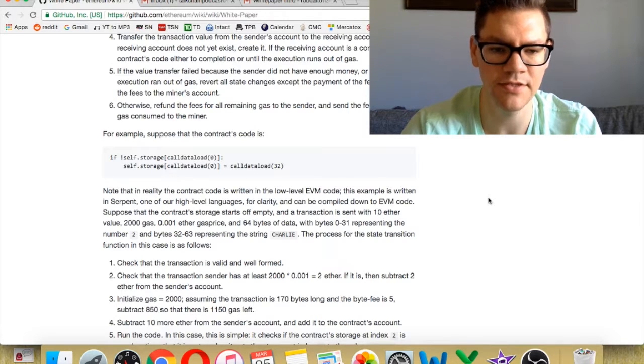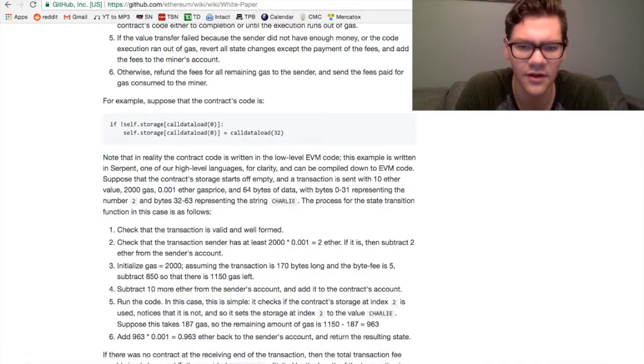Suppose that the contract's storage starts off empty, and a transaction is sent with 10 Ether value, 2000 gas, 0.001 Ether gas price, and 64 bytes of data, with bytes 0 to 31 representing the number 2, and bytes 32 to 63 representing the string CHARLIE. The process for the state transition function in this case is as follows.